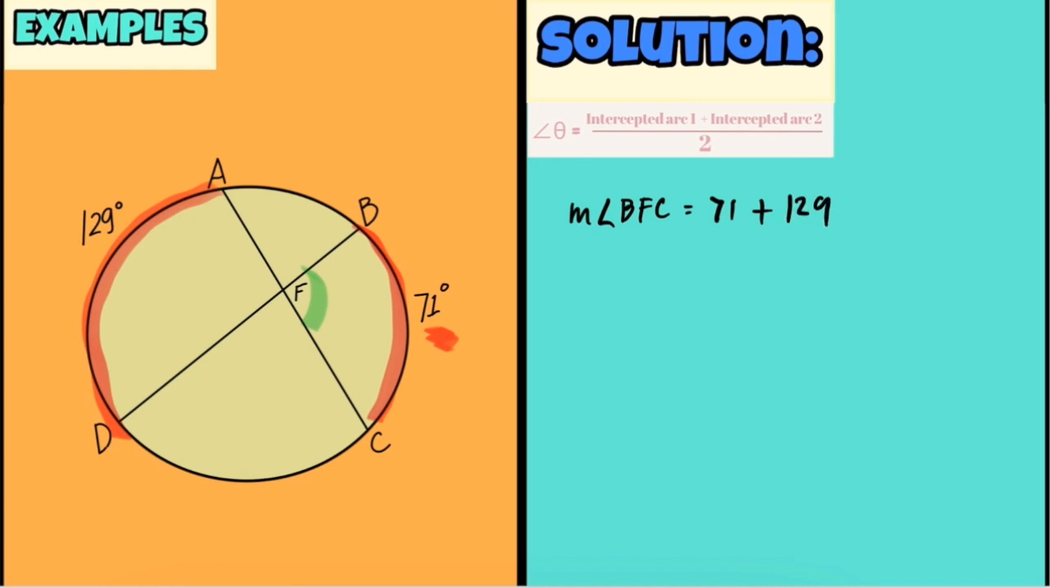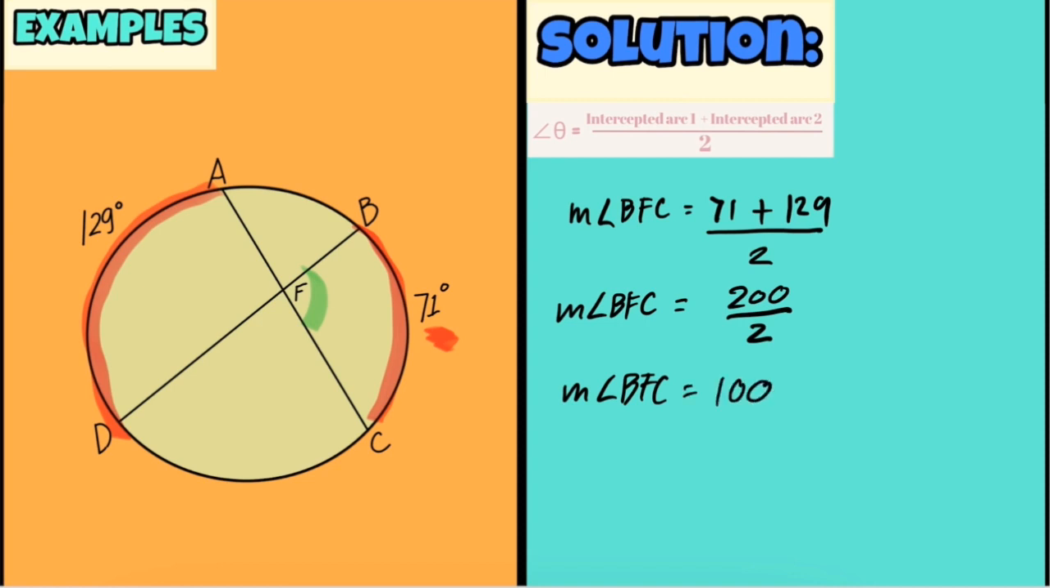Guys, the formula is right here. You can see it here. So divide it by 2. If you continue with this, 71 plus 129, you'll get 200 divided by 2 for the measurement of BFC. Therefore, the measurement of angle BFC is equal to 100.